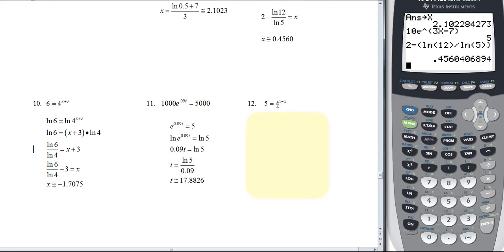Let's look at this one. Base raised to unknown power. Already isolated. Take natural log of both sides. Bring this out. It's a binomial. Divide natural log of 4 into both sides. Move down a little bit more.